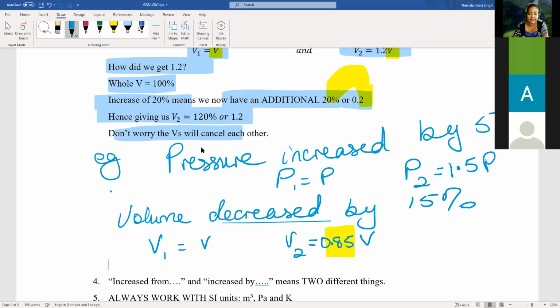What does decrease mean? Decrease means to get smaller. So that means we're going to have 100% minus 15%. So that's going to give us 85% of our value. Of course, we don't use percentage in calculations. We have to convert it to decimal. And 85% is 0.85. So really good. Let's continue reading.